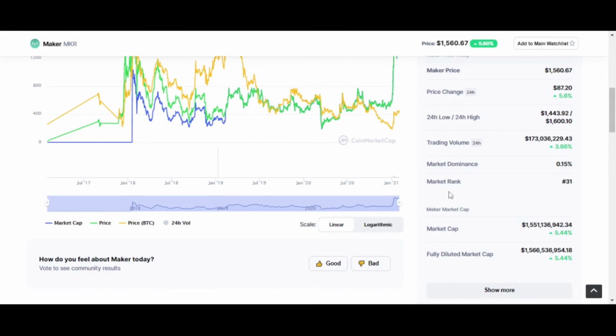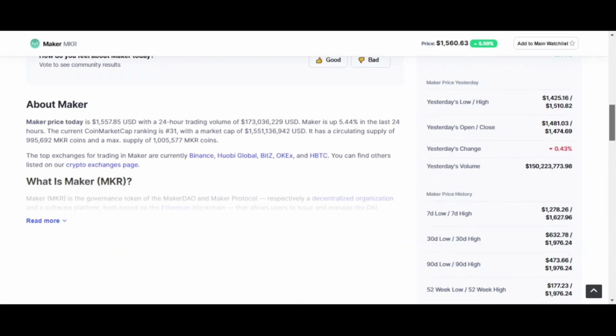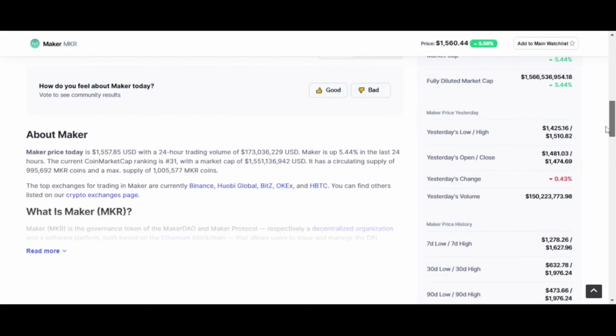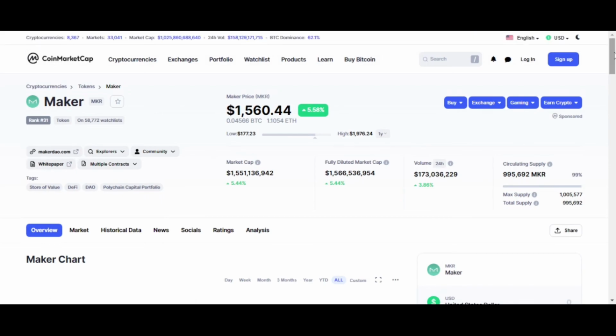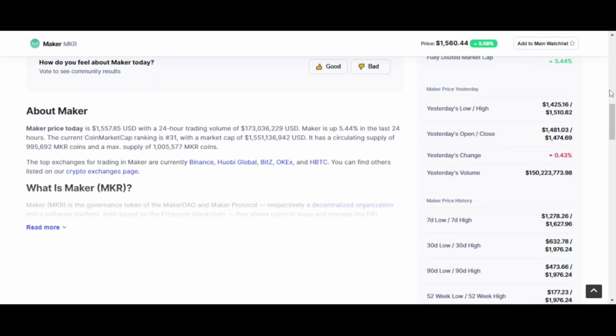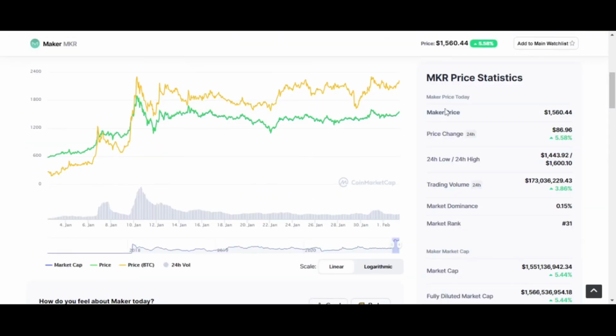So let's go down here. The chart I always like on CoinMarketCap, but the all-time high and all-time low is always good to look at as well. So yeah, all-time low is $21. All-time high is $1,976. Yeah, so this is basically that Maker token. It's a pretty interesting chart right here. Let's go just in the past month, so you can see this a little bit better, since it has been around for a while. Yeah, so it's kind of just slowly increased. I think this is a good project fundamentally.